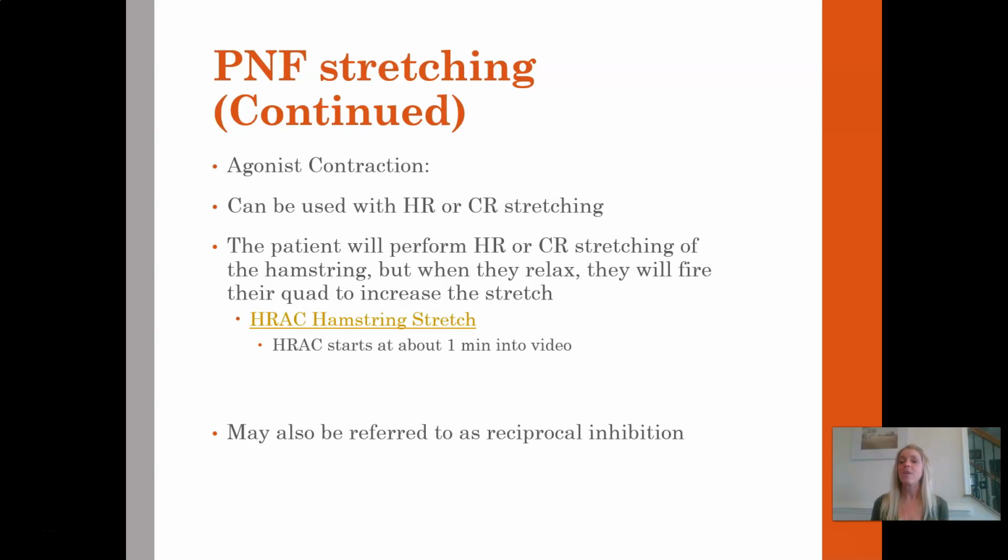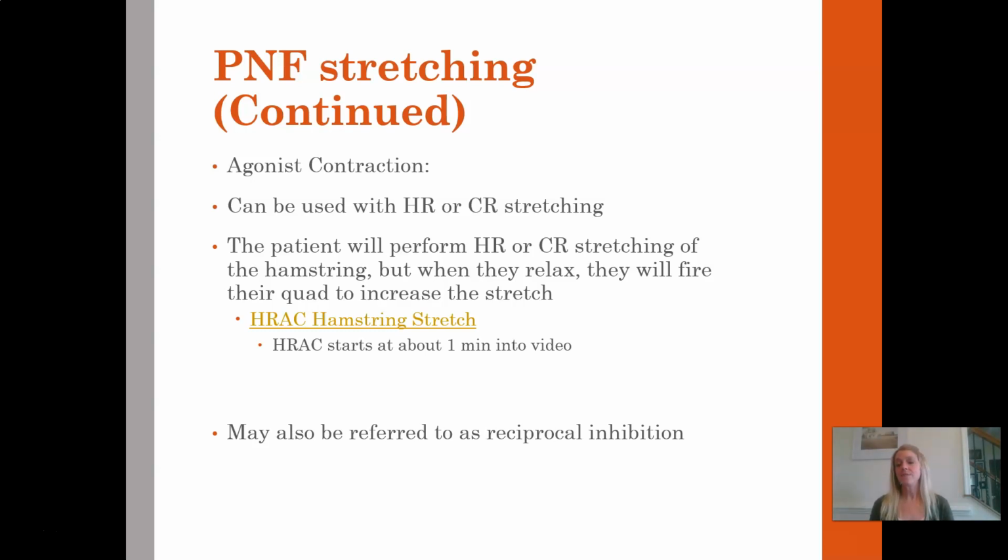So in the example of a hamstring stretch, take the hamstring up to end range, have them push into your hand, and then instead of you pushing them back, they're actually going to fire their quads. Tell them to kick their toes back over their head to pull that leg back into further range of motion.